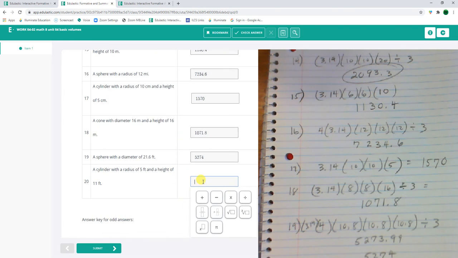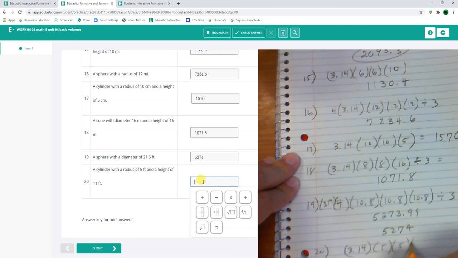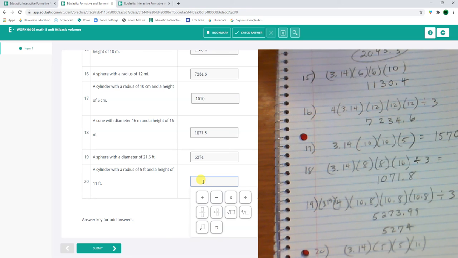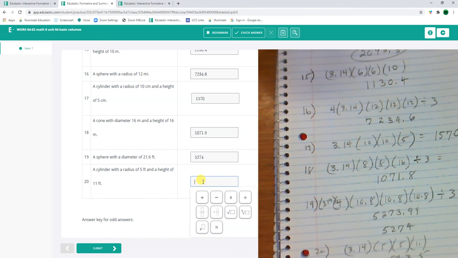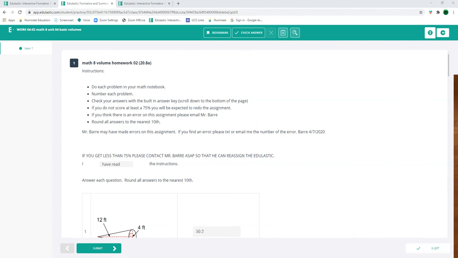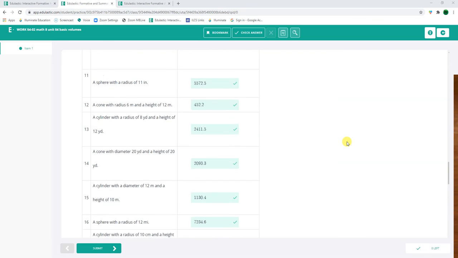Last one, a cylinder with a radius of 5 and a height of 11. Okay, cylinder, so 3.14, radius of 5, height of 11. 8863.5. Yeah, I did okay on the last ones.